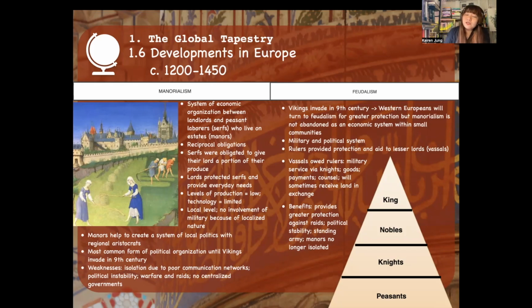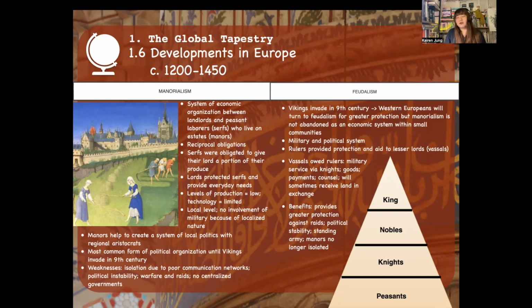And now for feudalism. The Vikings invaded in the 9th century. Now, for those of you who know, you know that Viking is actually a verb. The Vikings were not just one unified, cohesive unit. It just refers to the seafaring brigands who would maraud about and go Viking and invade and pillage. Western Europeans would turn to feudalism for greater protection eventually, but manorialism was not abandoned either as an economic system within small communities. They had a military and political system, and rulers provided protection and aid to the lesser lords, or the vassals, in Western Europe.